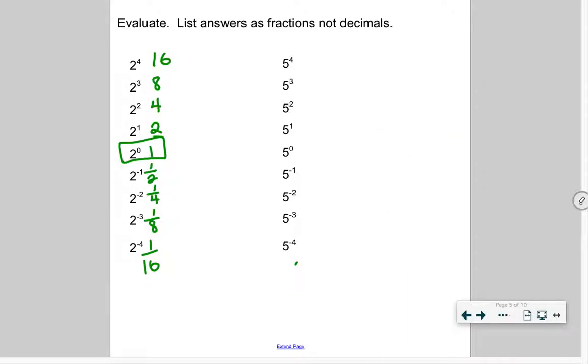Okay, with your partner, do the next one. You may use your calculator for the first two, 5 to the 4th and 5 to the 3rd. Write them as fractions.